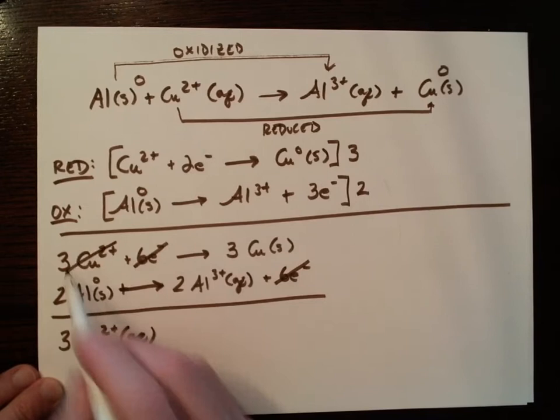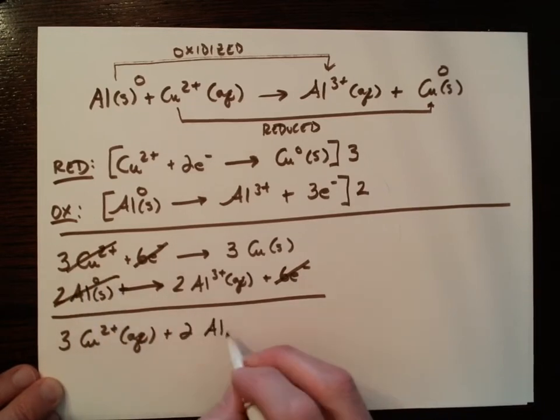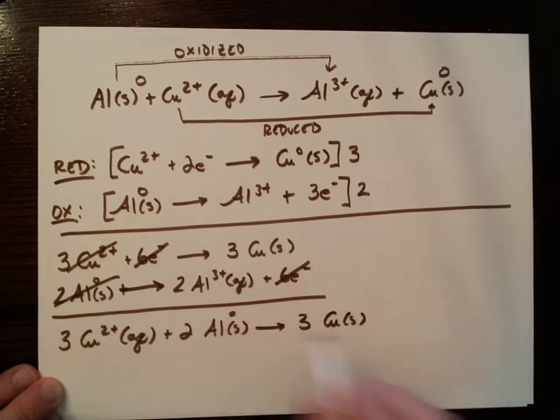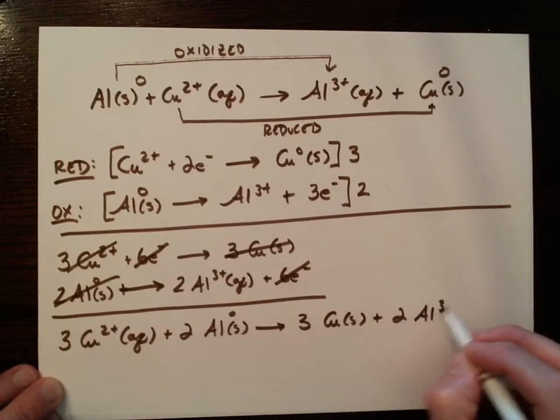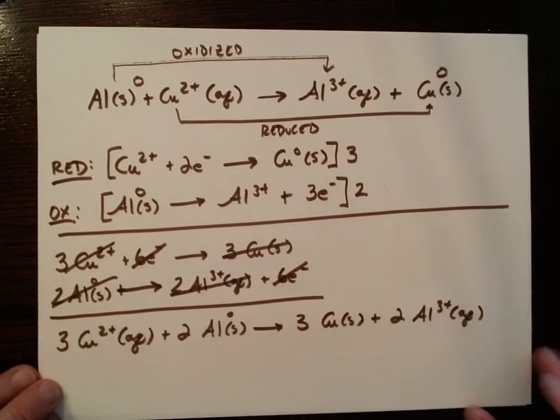plus on the reactant side, 2 aluminum solid on the reactant side. That's going to go to 3 copper solid on the product side, and 2 aluminum 3 plus on the product side. This is now balanced for mass and charge.